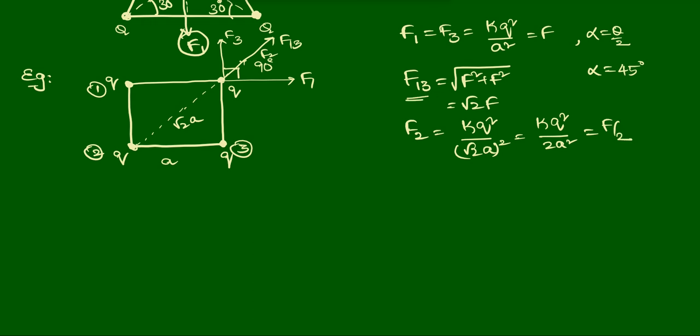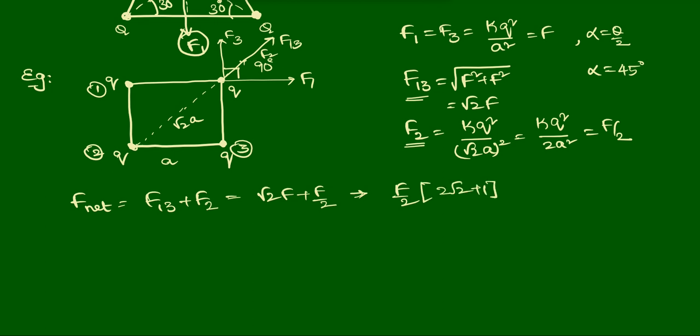Now this F13 and F2 are parallel, so the net force will be equal to F13 plus F2, that will be root 2 F plus F by 2. I can take F by 2 as common, so that this will be 2 root 2 plus 1, that is equal to kq square by 2a square into (2 root 2 plus 1).